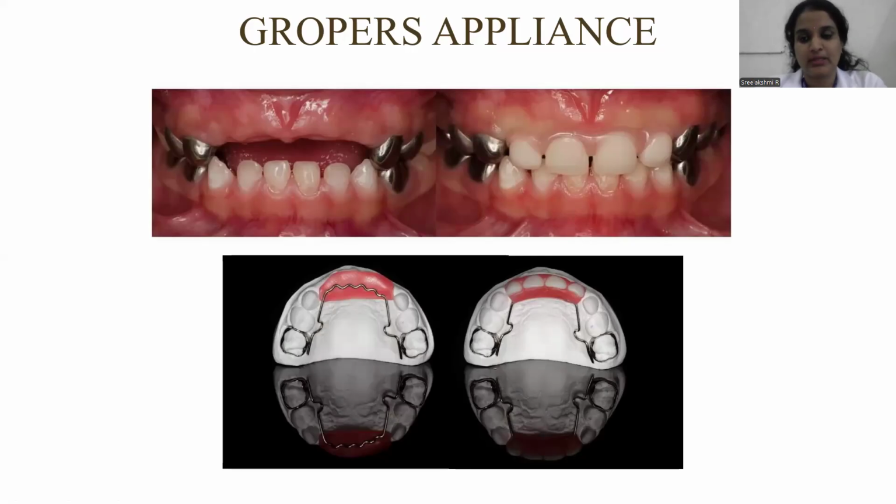Next is Gerber's appliance. Gerber's is indicated if there is a premature loss of upper anteriors, in order to prevent the patient from developing any habits, if the patient is concerned more aesthetically, and in order to regain the phonetics, we can use this Gerber's.